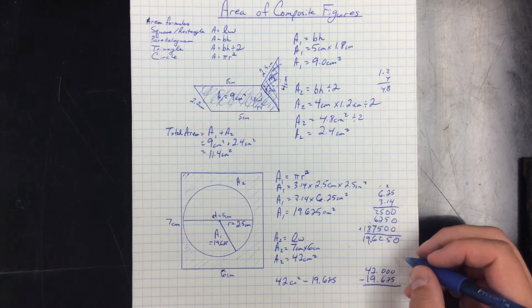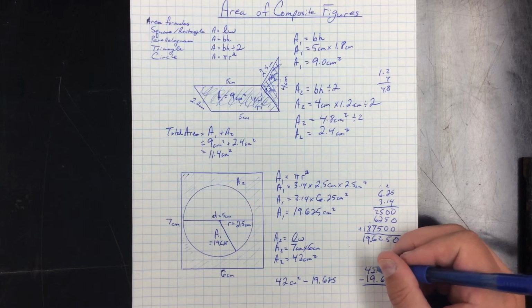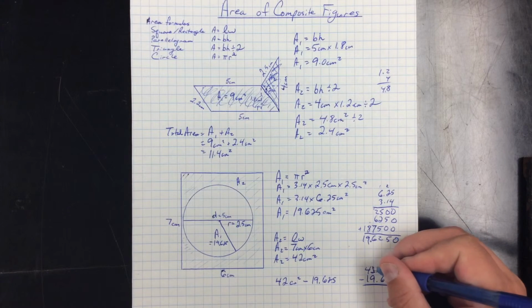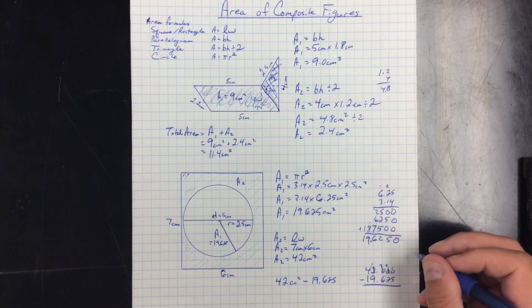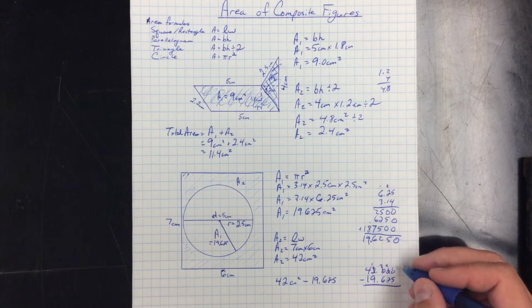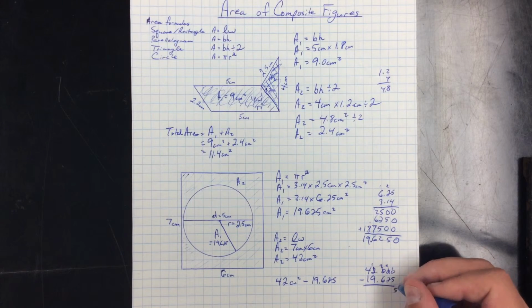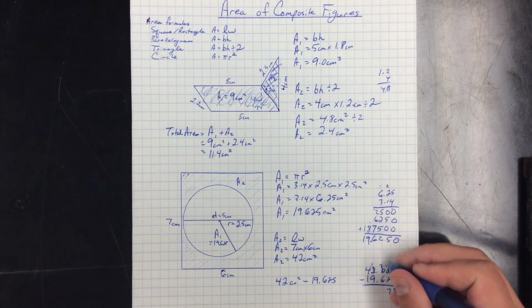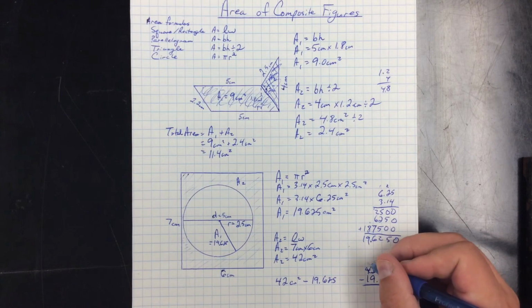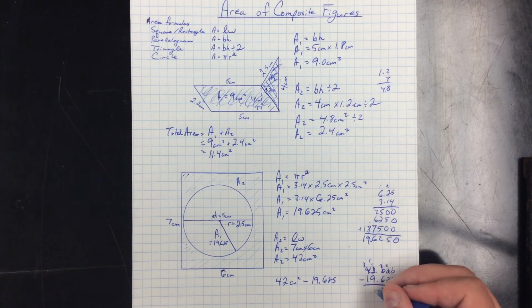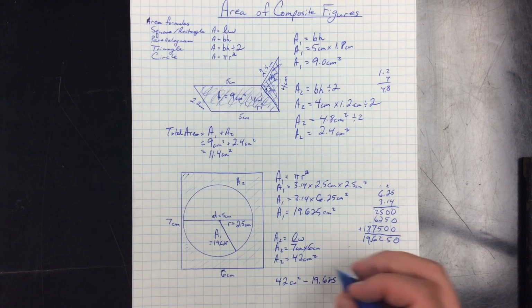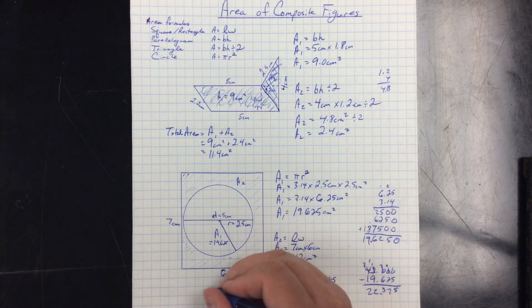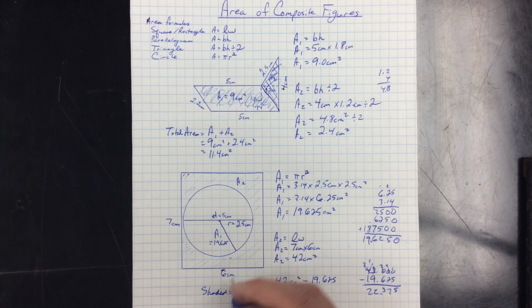5 from 0 doesn't work. So we're just going to have to go through and borrow. Alright, 5 from 10 is 5. 2 from 9 is 7. 6 from 9 is 3. And we get 22.375. So the area of just the shaded region, shaded only, is 22.375 centimeters squared.